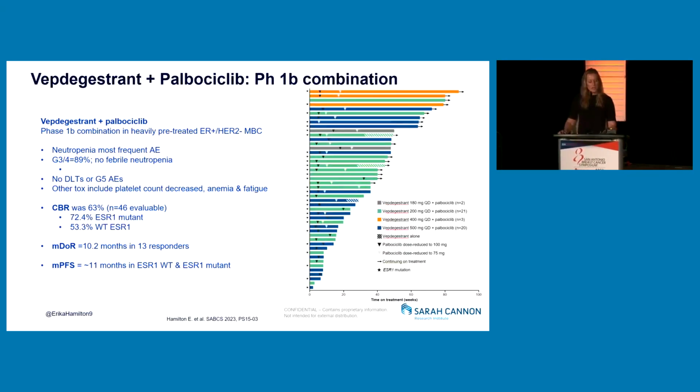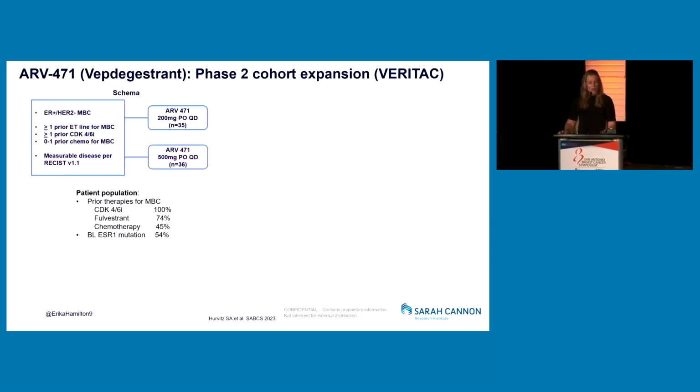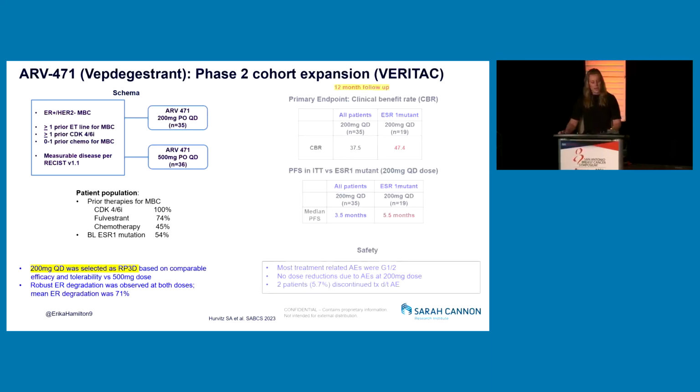We presented this data yesterday in one of the spotlight sections. This is vepdegestrant in combination with palbociclib. These patients, for the most part, had already seen CDK4/6, very high rates of this, and in fact, the vast majority of them had already progressed on palbociclib, 75%, yet we saw a clinical benefit rate of 63%, a duration of response in those patients of 10.2 months, and a progression-free survival of 11 months post-CDK that was actually identical whether patients had ESR1 wild type or mutations, which I think was very encouraging. This is the VERITAC trial. Dr. Sarah Hurvitz presented this.